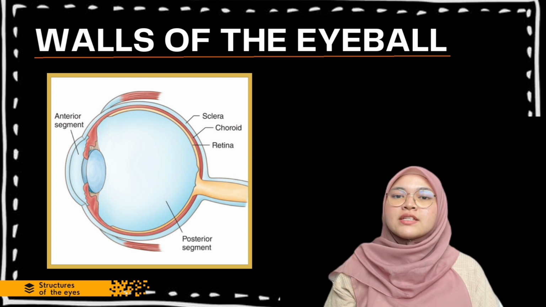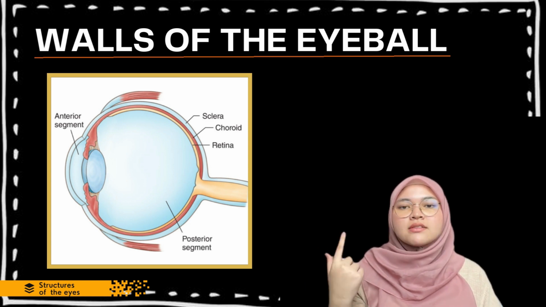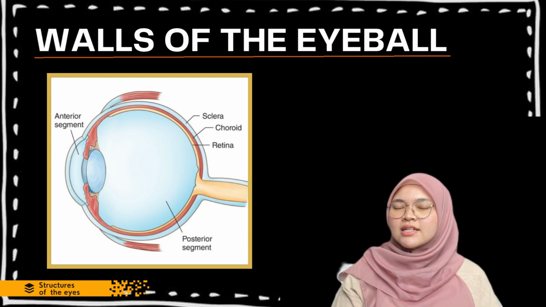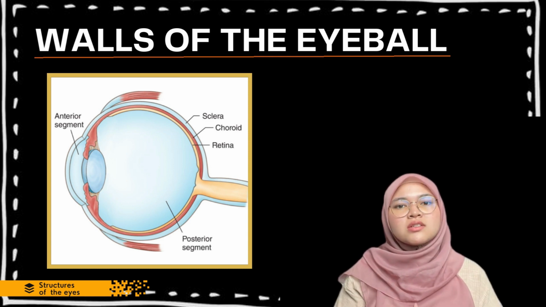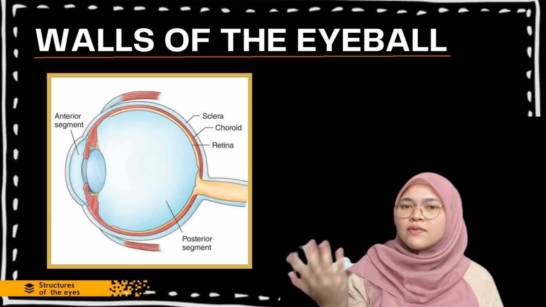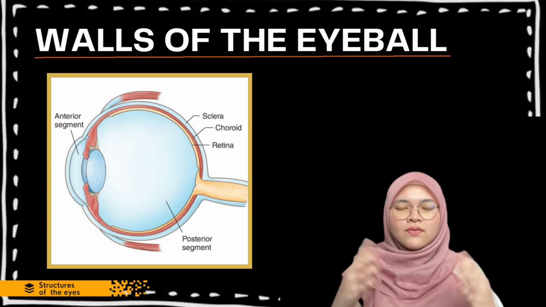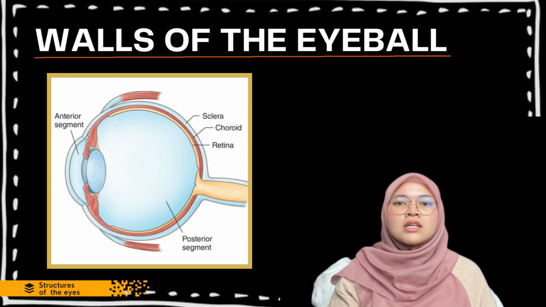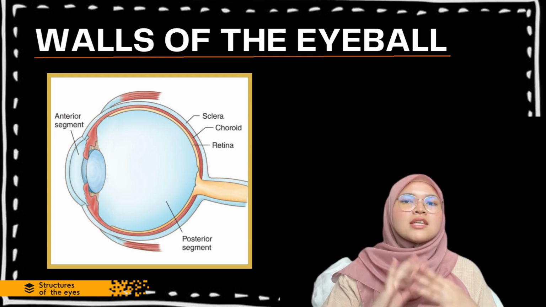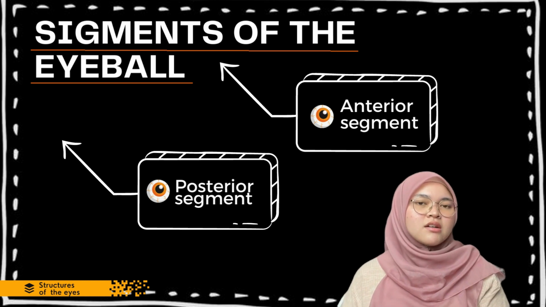Lastly, the final layer in the eyeball is the retina. This part is the most sensitive inner layer that lines the posterior segment of the eye. The retina receives nerve impulses and transmits them to the brain via the optic nerve. This is also known as the second cranial nerve. Next, I will be explaining about the segments contained in the eyeball.